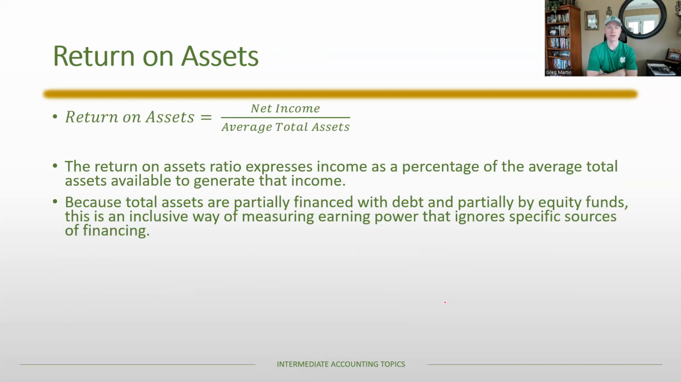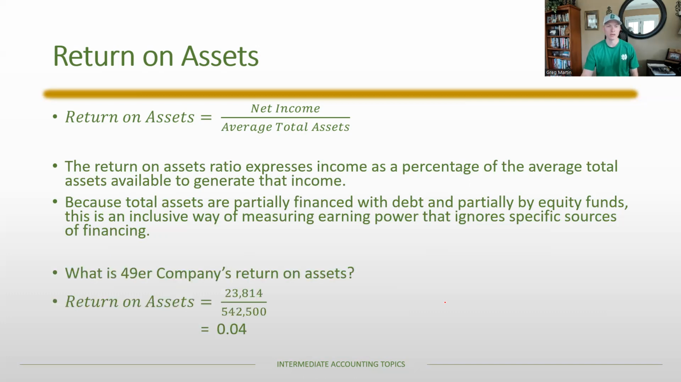Now, I will say the one benefit of using assets is it's agnostic about the way the assets are financed, because you can finance with debt or you can finance with equity. So ROA is a nice measure because it's devoid of the way that it's financed. Rather than worrying about whether you are fueling your assets through debt or through equity, this takes an agnostic view of that. For 49er Company, their ROA is 0.04. So for every dollar in total assets, they're able to generate 4 cents of income. Again, higher is better. We prefer higher rather than lower, but there are too many factors for us to conclude right off the bat whether that's good for this company.